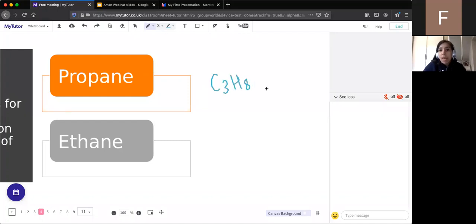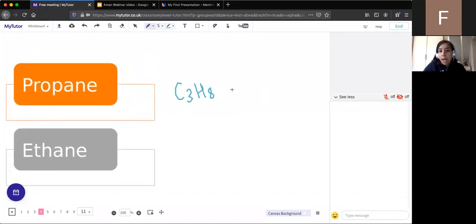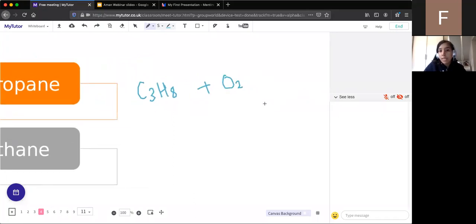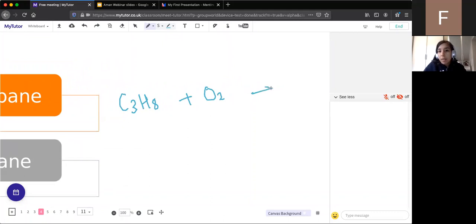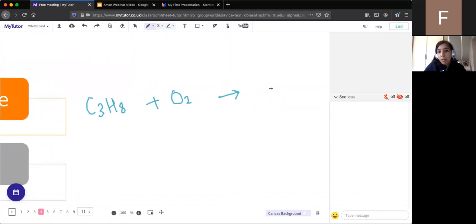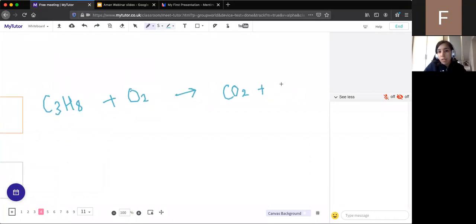C3H8. Then when we do complete combustion, we add it to oxygen. So O2, remember oxygen always goes around as a gas in pairs. In complete combustion, we always produce carbon dioxide and water. They are always the products in complete combustion, and all of the shorter hydrocarbons will undertake complete combustion.